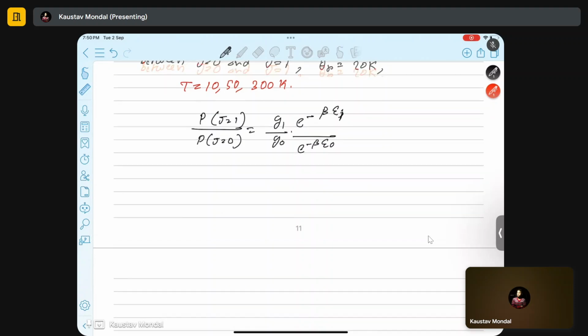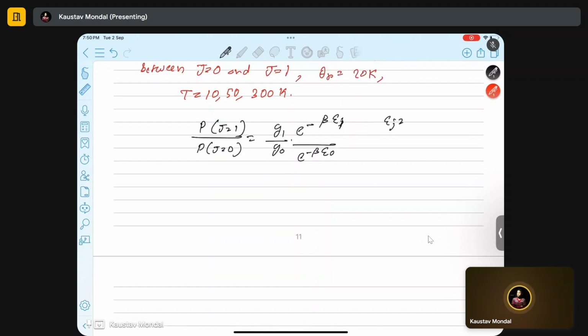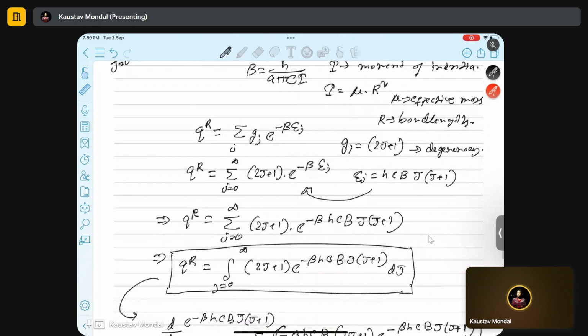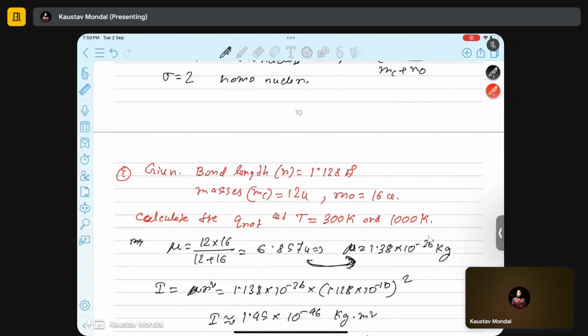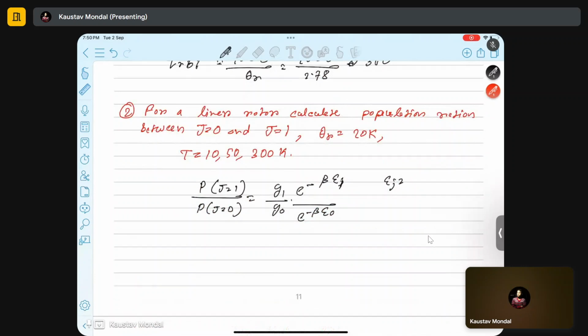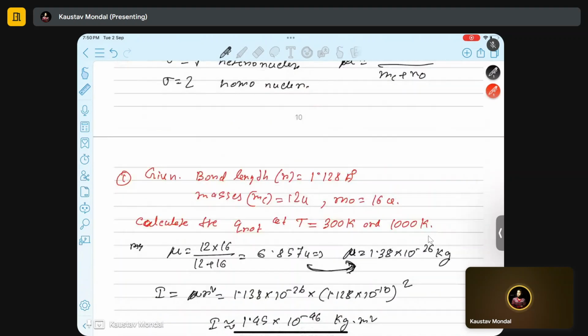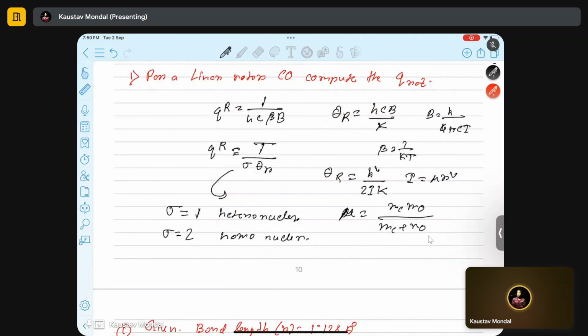Now the expression of the Ej looks like this. Ej is hcB into j into j plus 1, at a particular energy state j. Now from here, we have to write this hcB in terms of theta r. So theta r is basically hcB over k, right?